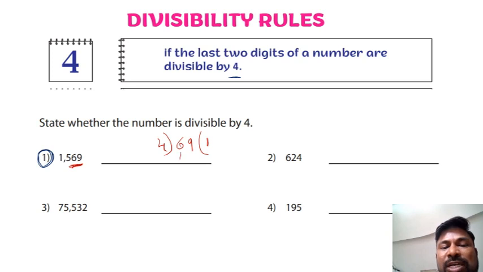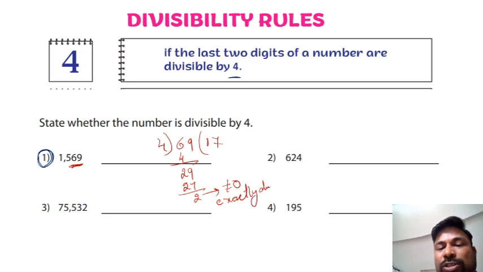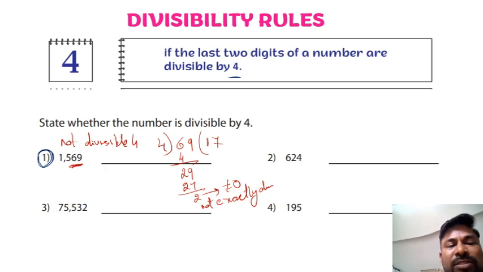4 ones are 4, then 29. 4 sevens are 28. The remainder is what? 2. So the remainder we got is 2. This is not equal to 0, so it is not exactly dividing. Therefore I can say 1549 is not divisible by 4. That's the rule.